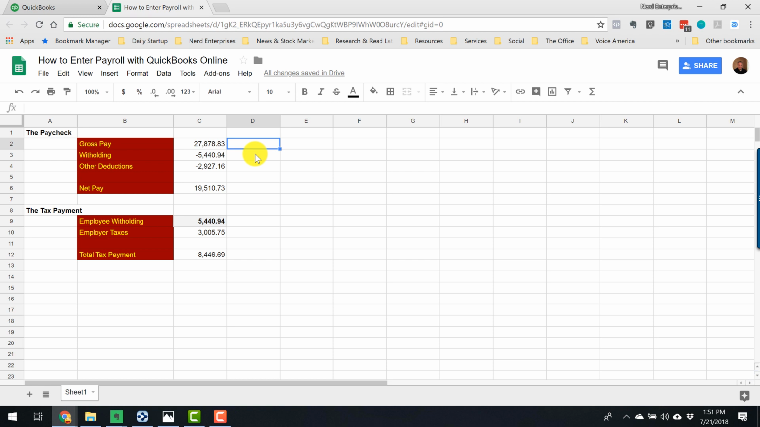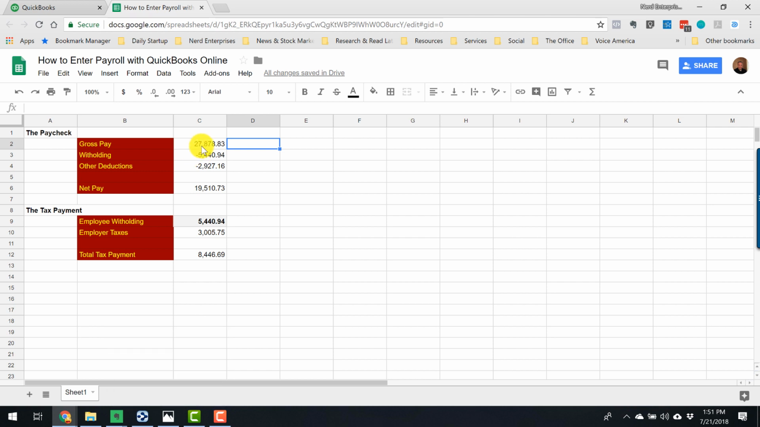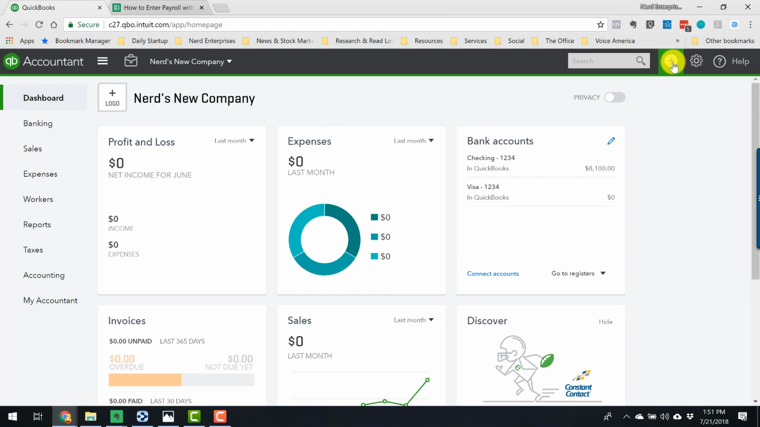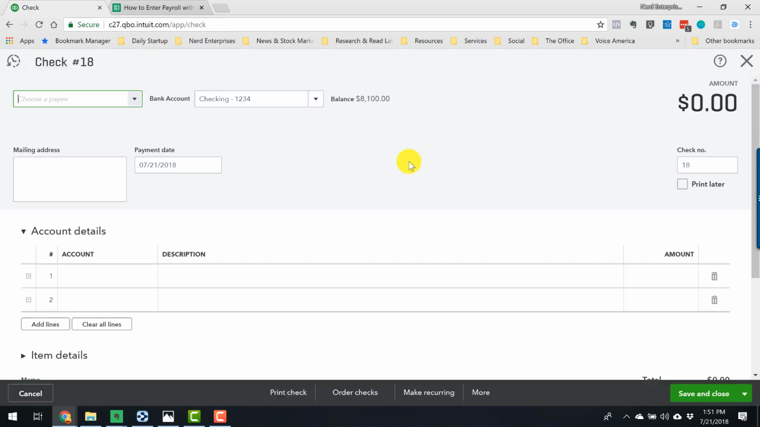So now that we have this, what I'm trying to provide you with is a really simple tool you can use. You can take this form and simply go to the payroll report, key all the numbers in, and now you have it laid out perfectly, making it really easy for you to enter your payroll in QuickBooks Online. And here's what that's going to look like. We're going to record a check or an expense.